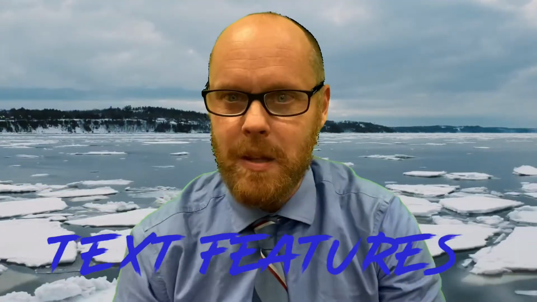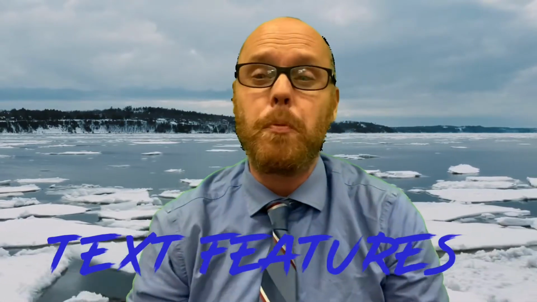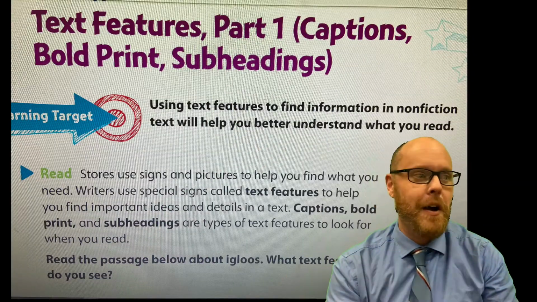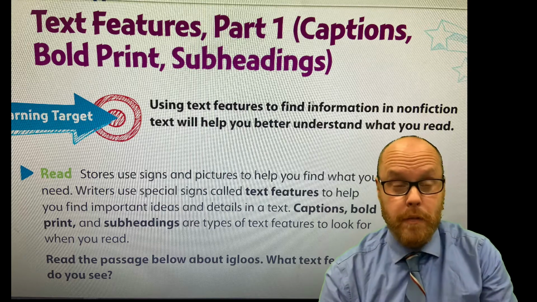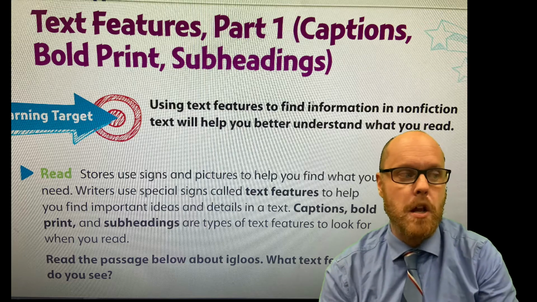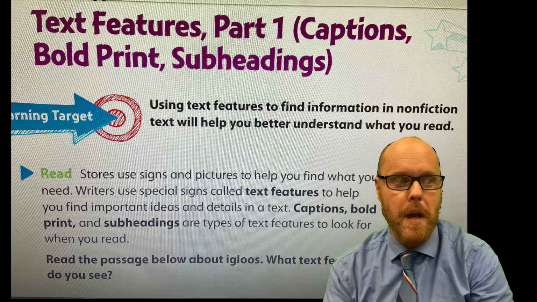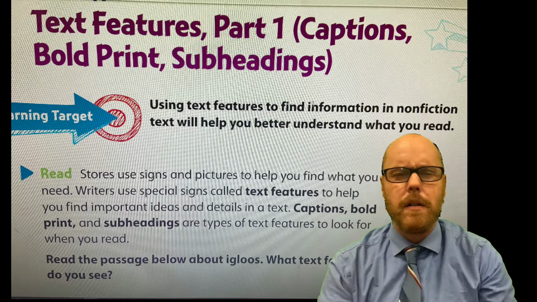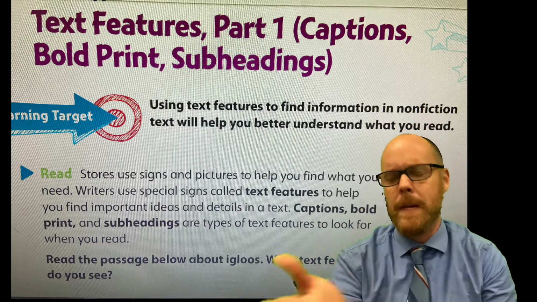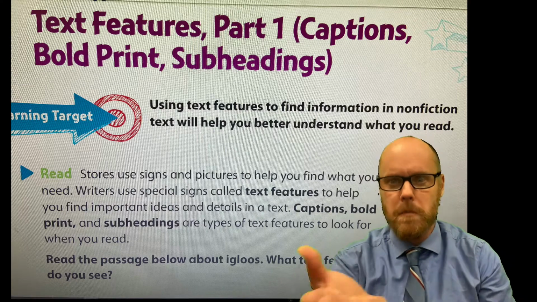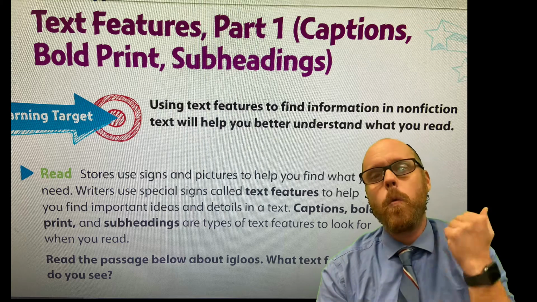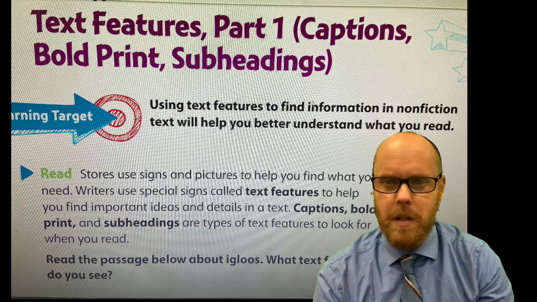And there's a reason why I like the word subheadings, and it's because it has the prefix sub, all right, which means underneath. All right, so our learning target for this week will be using text features to find information in nonfiction texts that will help you better understand what you need. And they do help, especially in those nonfiction stories. Now, nonfiction, as we know, they're true stories. All right, so to better understand these stories, we need to look at these text features.